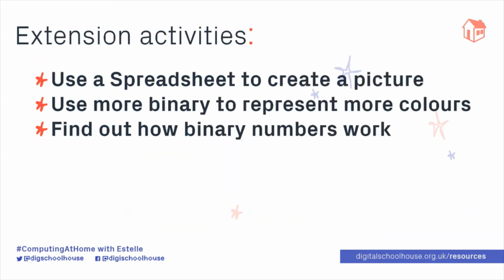If you've enjoyed this activity, here are some suggestions of how you can take it further. You could use a spreadsheet to create the picture. All you need to do is make the cells in the spreadsheet into squares and then colour them in using the fill tool. Or you could work out how to use more binary, more ones and zeros, to represent more colours and add more colours to the pictures that you're creating on our grid sheets. Finally, why not find out how binary numbers work and do a bit of research and find out how you can count to 10 using binary numbers?